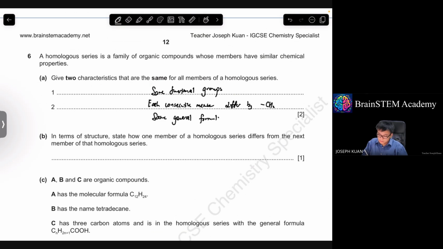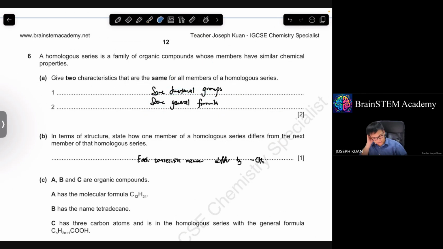Oh wait, pause. Just give me a moment. Oh, I can't write this. Why? Because it says all members. Give two characteristics that are the same for all members of homologous series. All members. Yeah, it's not really the same. It's more like a pattern. So we can't say that. So two things, same functional group, same general formula.